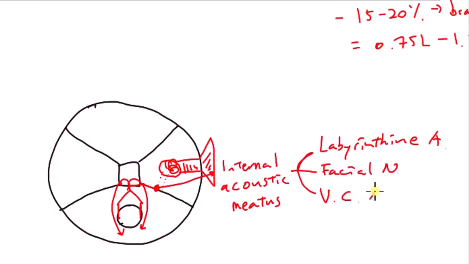Vestibulocochlear nerve. Cranial nerve 7, cranial nerve 8. Just to give you some brief idea what I drew here.